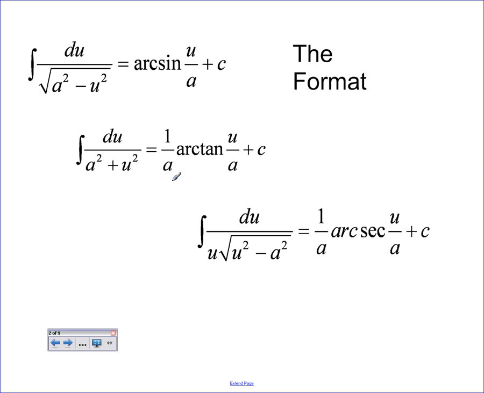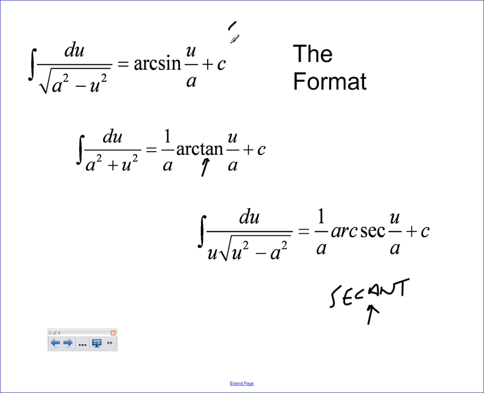Okay, notice that two of the forms have the 1 over a out in the front, 2 out of the 3. How do we remember which ones have the 1 over a? Well, here's how. See how tangent has an a in it? It gets the 1 over a. Secant, on first glance, doesn't appear to have an a in it, but if we spell it all out, secant has an a, so it gets the 1 over a.